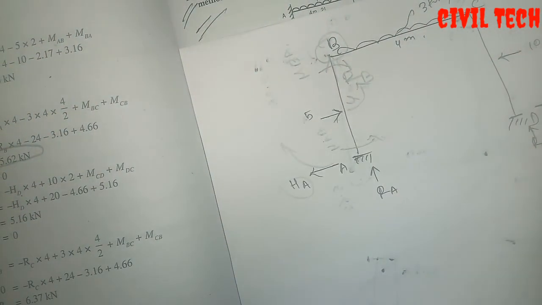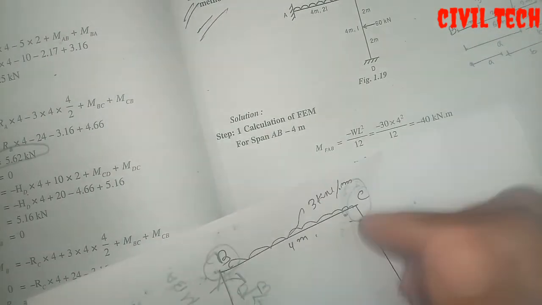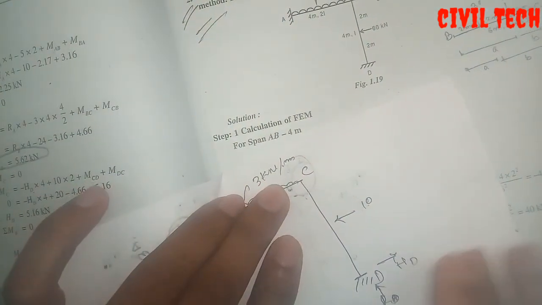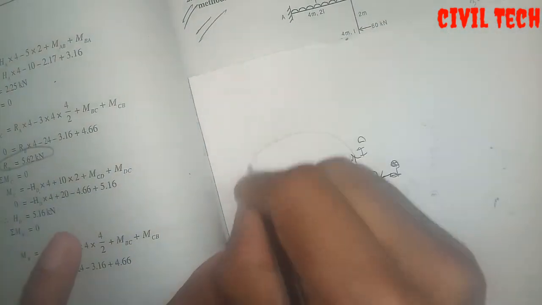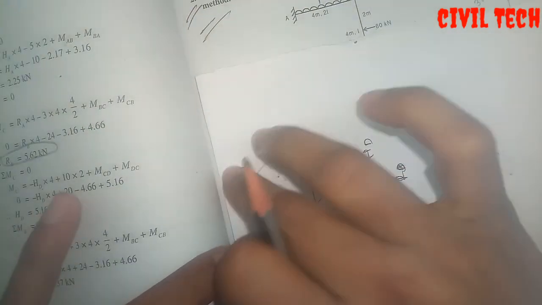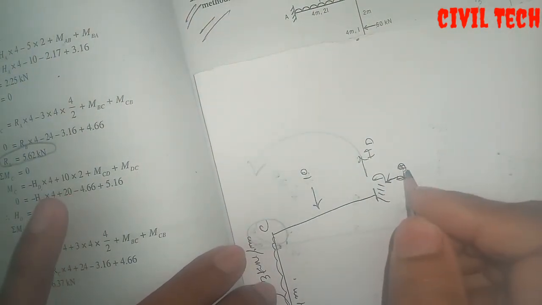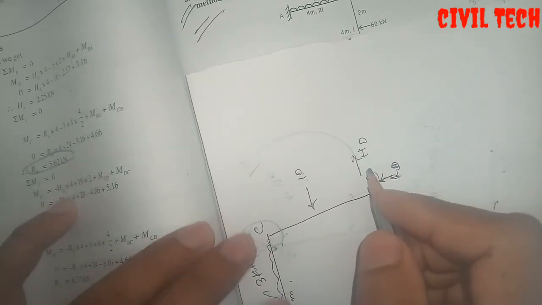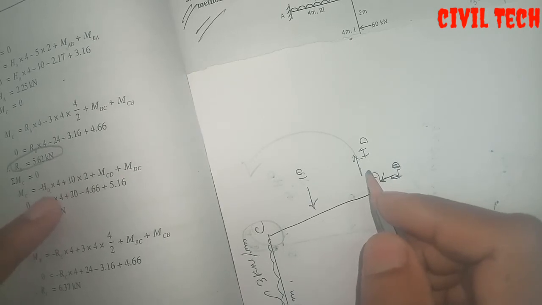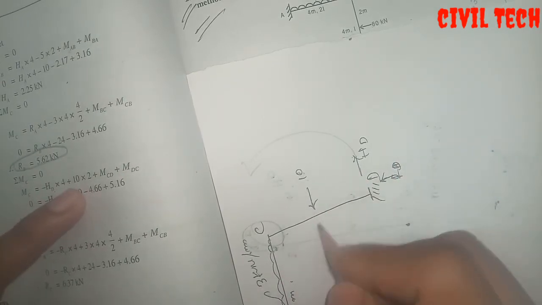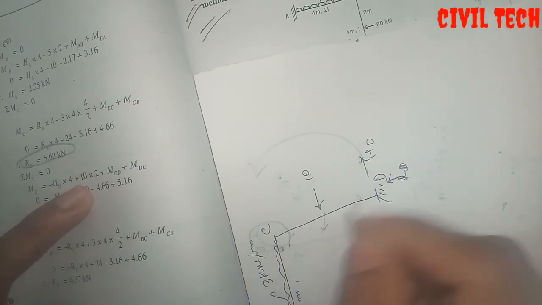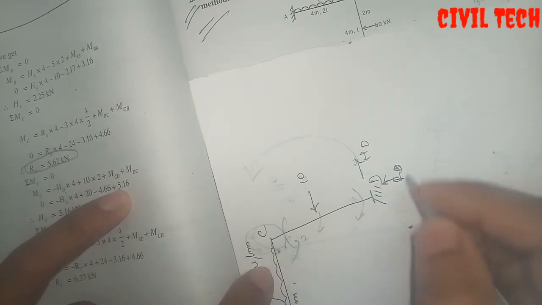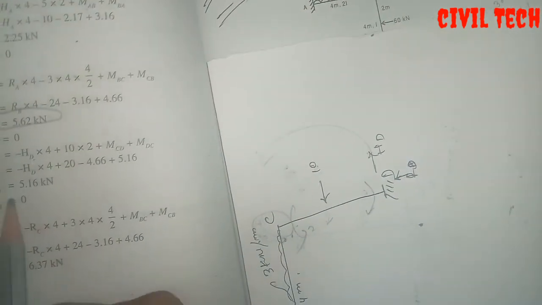Similarly, we take the moment about point C with respect to point D, C and D. This is moving anti-clockwise with respect to C, right? So this is why it will be negative. The total distance of this force is how much? 4, HD at C here. Minus HD into 4 plus 10, which is moving clockwise, into 2, then 10 into 2 minus the moments MCD, MDC. Now we get the value of HD.